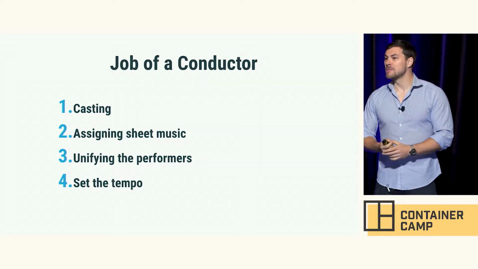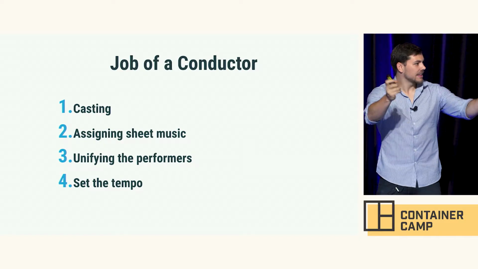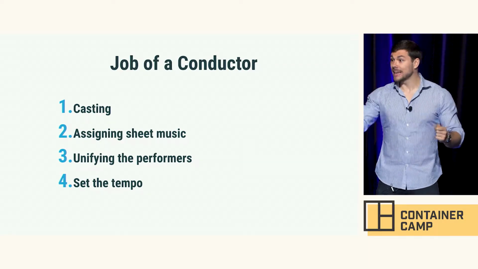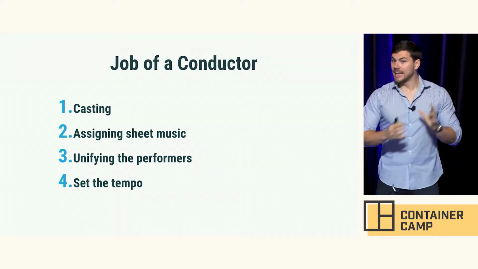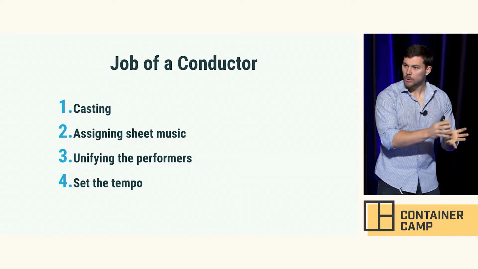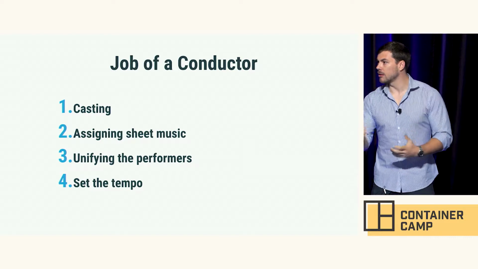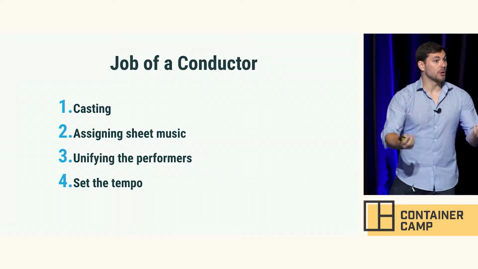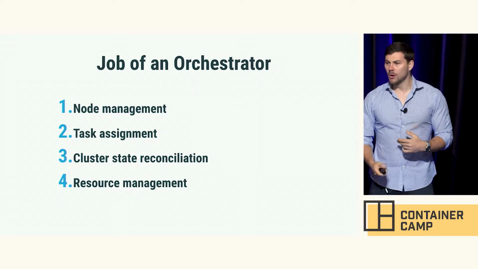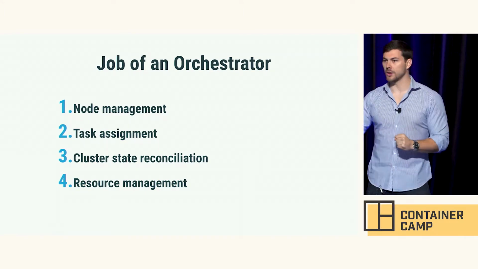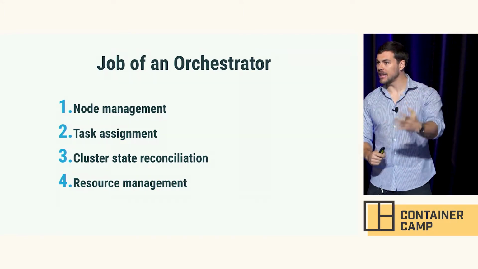And the final thing, the job of a conductor, which is the thing that he's doing when he's waving his arms around, is actually setting the tempo. So it has to follow exactly what the composer wrote in the sheet music, but it gets to control the tempo and when things start and how things are played. So if we go back to our example of computer science, we actually have that the job of an orchestrator also is composed of four main things.